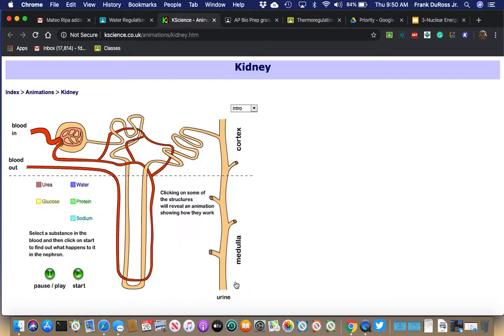So this shows an individual nephron. We have blood coming in, and we have the blood going out. This is blood coming in that has not yet been filtered. The job of these nephrons is to filter that blood, to take out certain molecules, to retain certain molecules in the body, and eventually release excess waste as urine.